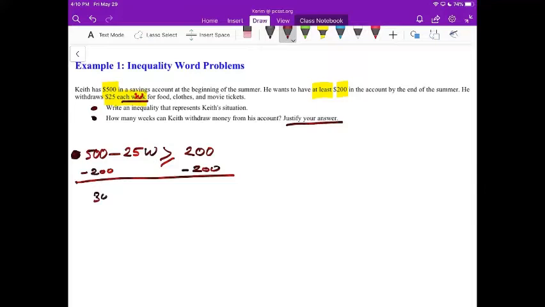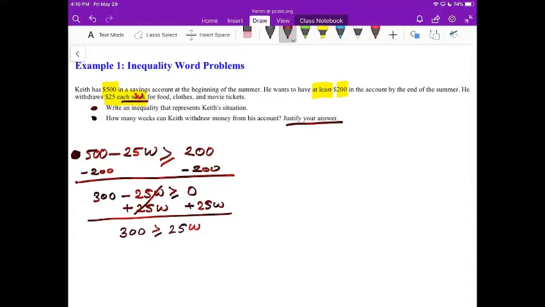So it's going to be 300 minus 25W greater than or equal to 0. Then I'm going to add 25W to both sides of the inequality. Remember, we're using properties, the addition property in this case. So that's 300 greater than or equal to 25W, because 0 plus 25W is 25W. This is a multiplication. I'm going to undo multiplication, which is division. So when I do that, this is 1, and 1 times W is W.